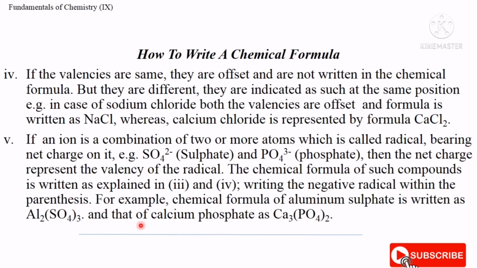And in the same way with calcium phosphate, as we know the valency of calcium is 2 and the phosphate is 3 negative, so the negative radical must be within the parentheses, and hence we get the formula by cross exchanging the valency numbers, we get Ca3(PO4)2.